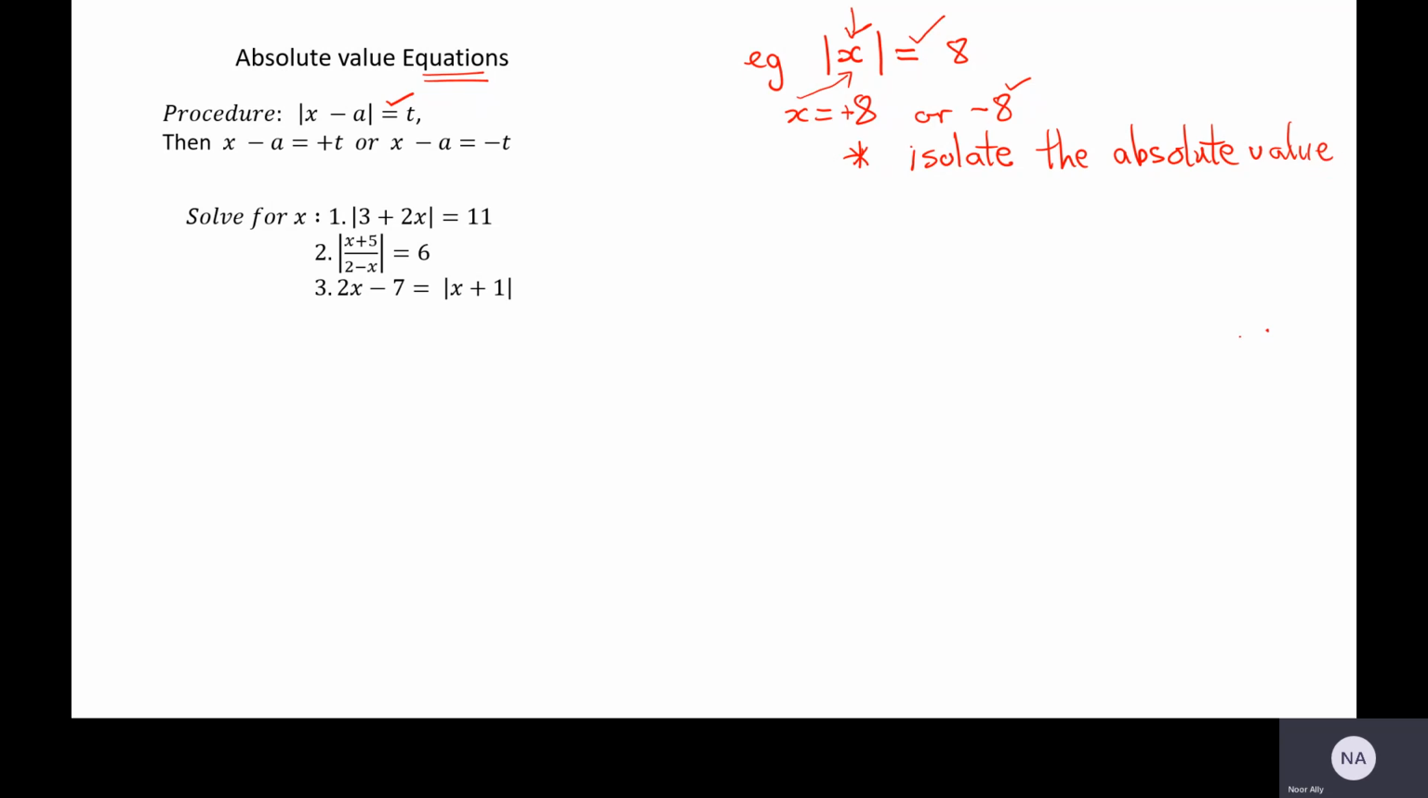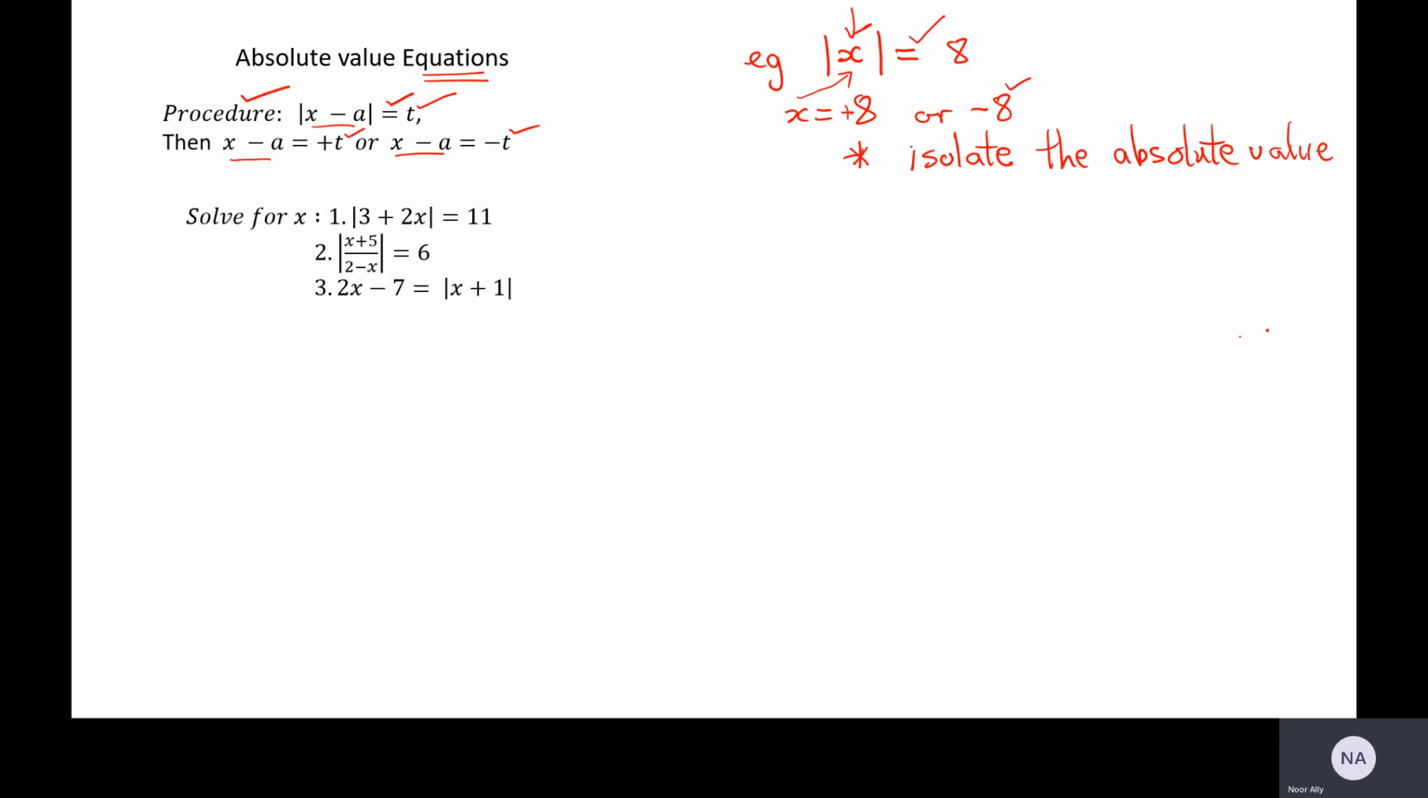So isolate the absolute value. Now, what do I mean by that? In other words, if we get any values outside of the absolute value, we can use the properties where we simply have to transpose and divide to eventually arrive at an absolute value all by itself on one side of the equation. So the procedure then is very simple. If I have an absolute value of x minus a equal to t, then I drop the absolute value and say whatever's between the absolute value is either equal to the plus of the right-hand side or the minus of the right-hand side, and then you can transpose and work it out.